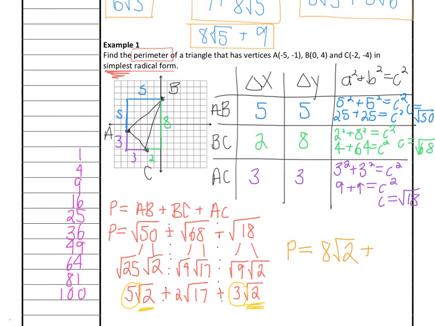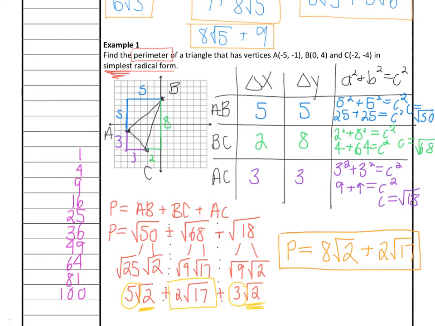Plus, notice I have this other term here, this 2 radical 17. There's nothing else that has a radical 17, so that just has to get brought along. 2 radical 17. And that is our final answer.